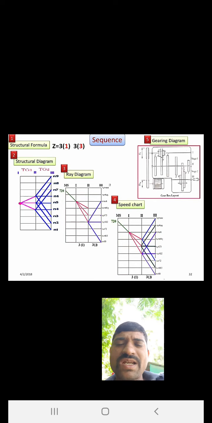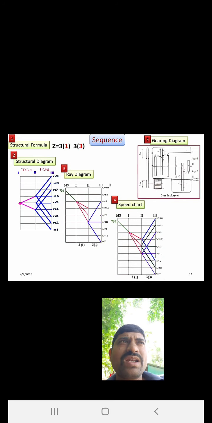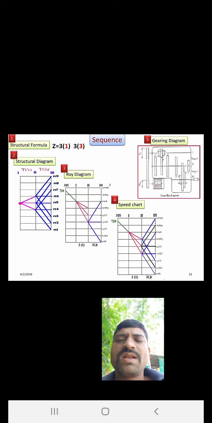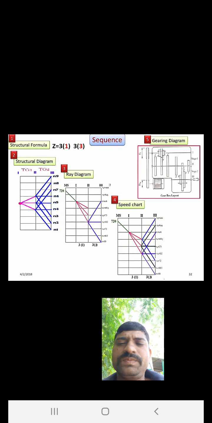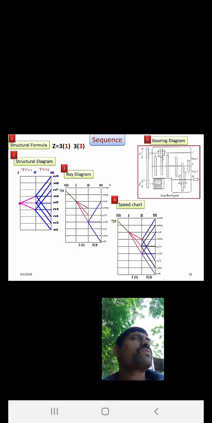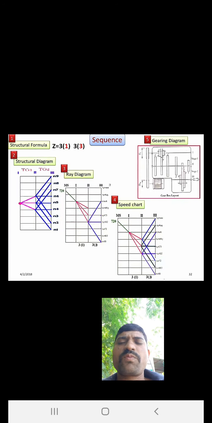And how many stages are given? In the first stage, P1 x1, this is the first stage. What is the second stage? 3 into 3, this is the second stage. Means you have given 2 stages and the total number of speed steps is 9. Then how to draw the structure diagram? First, the total number of stages given is 2, so draw 3 vertical lines. Means you will get 3 different shafts: input shaft, intermediate shaft and output shaft. First, second and third shaft. N plus 1 shafts you have to draw vertically.